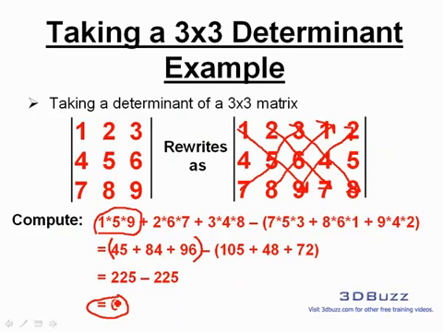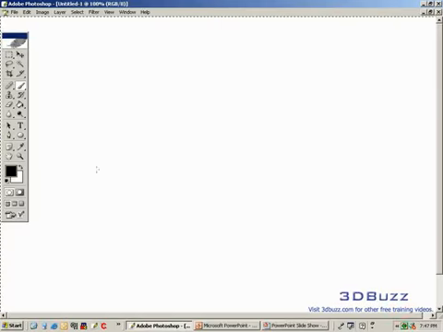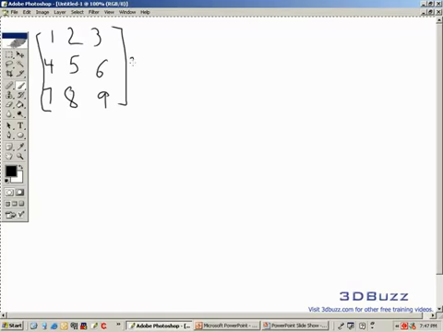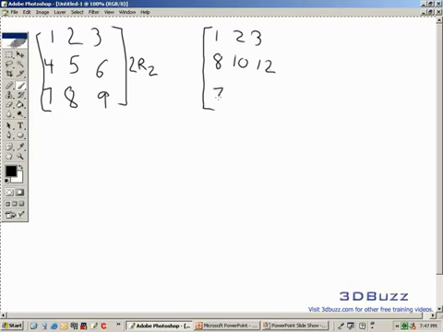So what we're saying here is that there is some redundancy in 1, 2, 3, 4, 5, 6, 7, 8, 9. That's the word I was looking for. There's redundancy in there. So I'll show it in Photoshop. We have our matrix: 1, 2, 3, 4, 5, 6, 7, 8, 9. Let's say we take 2 times row 2. I'll write it over here. You get 1, 2, 3, 8, 10, 12, 7, 8, 9. Can you see the redundancy, Zach?